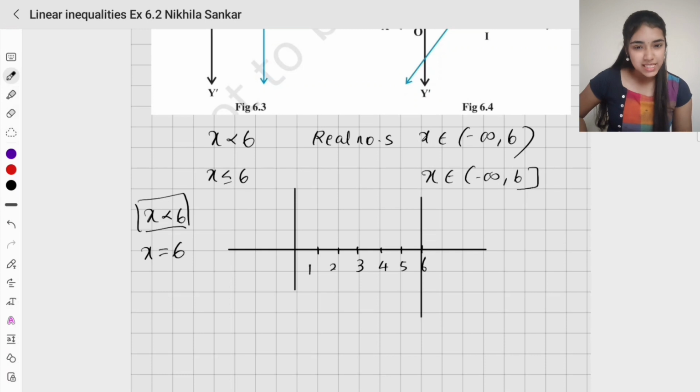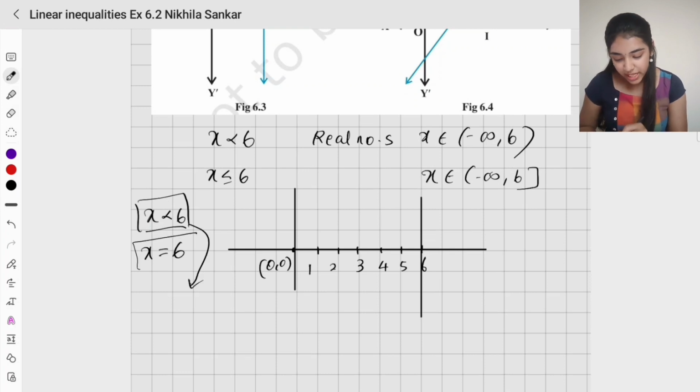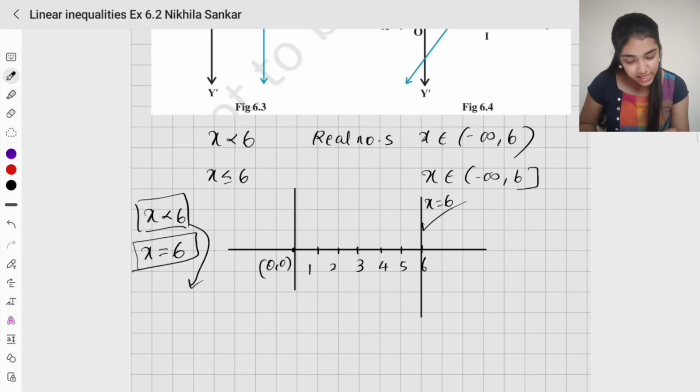Now, for x less than 6, how are we going to draw the graph? What point is there at this place? 0, 0 is there. So in the inequation, we used the equation only for drawing the line. Only for drawing the graph. So this is my x is equal to 6 graph. We write the equation only for drawing the graph.